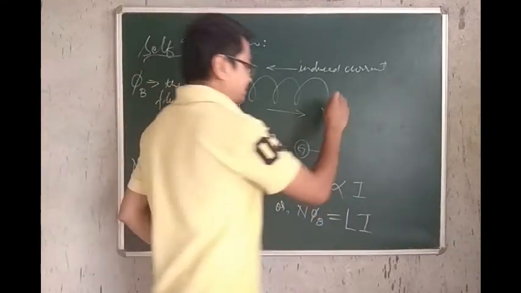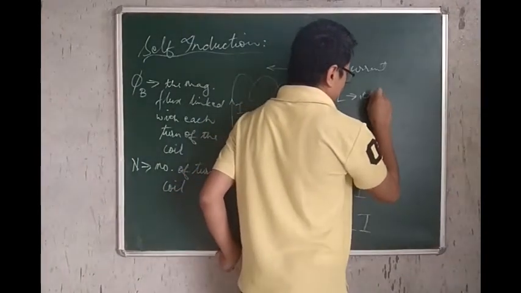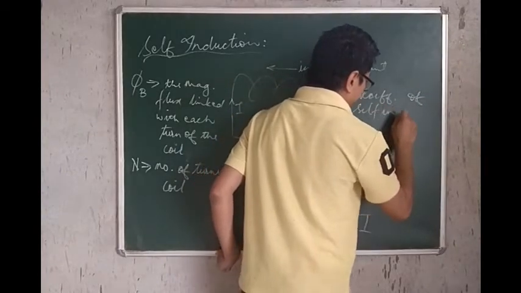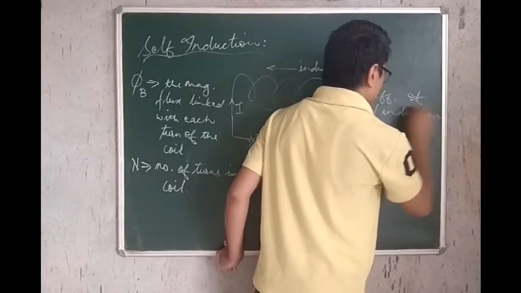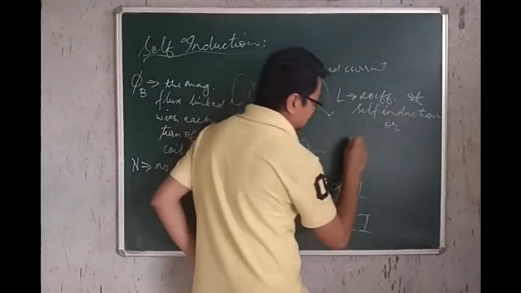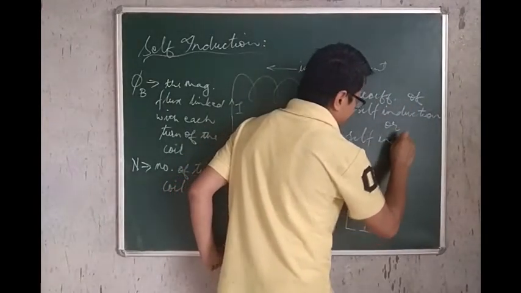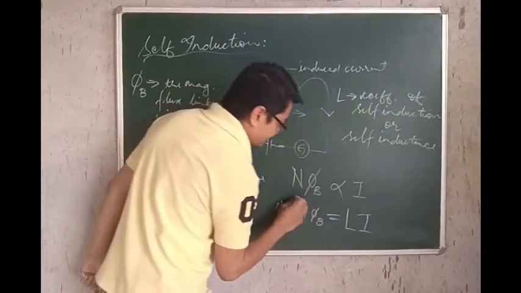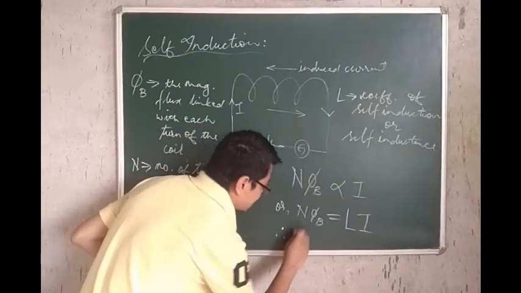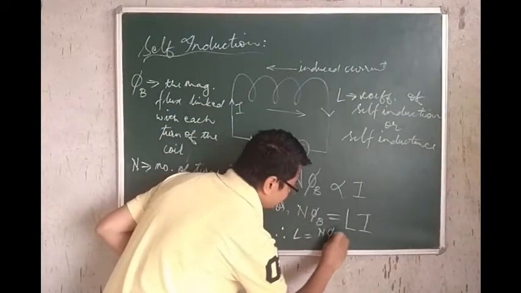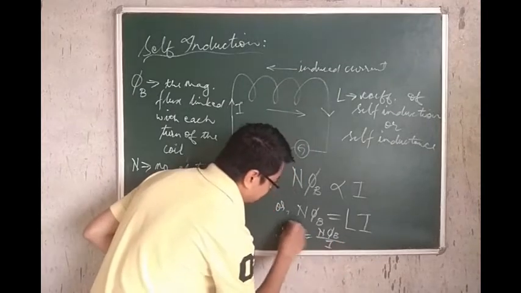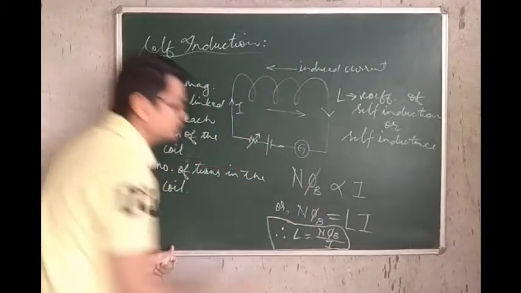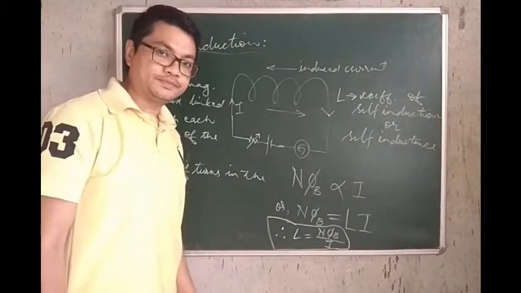Capital L, let me write over here, is called coefficient of self-induction, or it's simply called self-inductance. Do remember this relation. From here, of course, we can write L is N phi B divided by I. So this is your self-inductance or coefficient of self-induction.